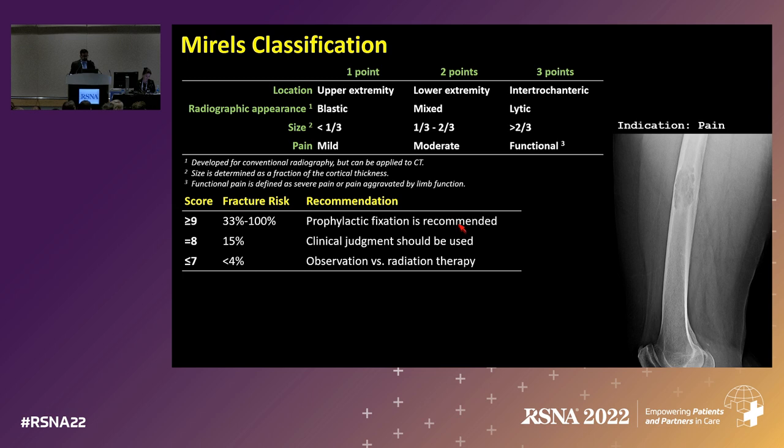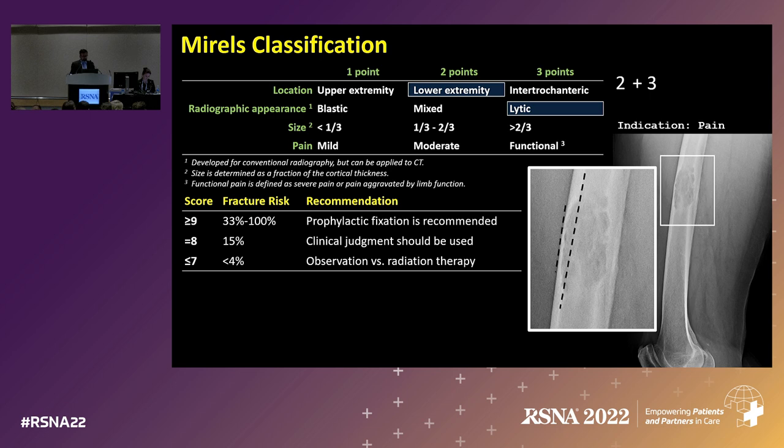So let's look at this one. This is a patient who came in with an indication of pain. You can see a lytic lesion in the distal to mid diaphysis. So let's just count. Lower extremity, you get 2 points. It's a lytic lesion, so you get 3. For the size, you look at how much of the cortex is thinned, you get another 3. And then you have pain in the indication. Usually this is correct, but sometimes not. So we'll just give him 1 for mild pain. And then you end up with a 9 score. So this is an impending pathological fracture.